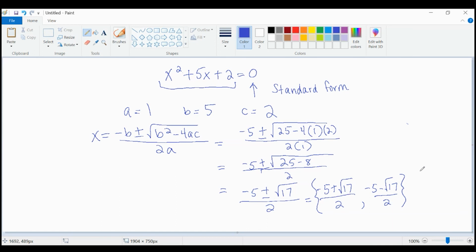And you will get negative 0.44 and negative 4.56. I hope you have enjoyed our video and will be walking around singing the quadratic formula in your head so that you will never forget.